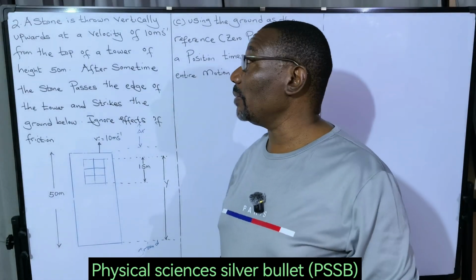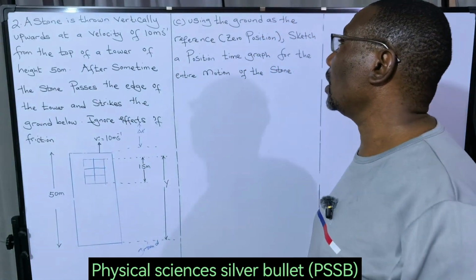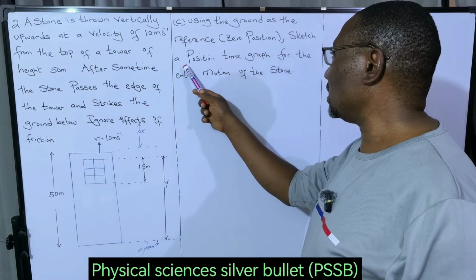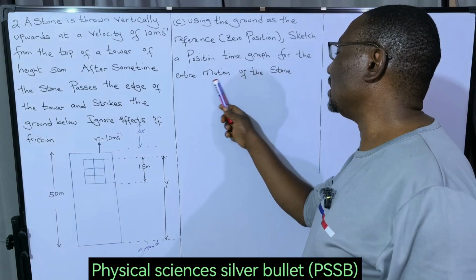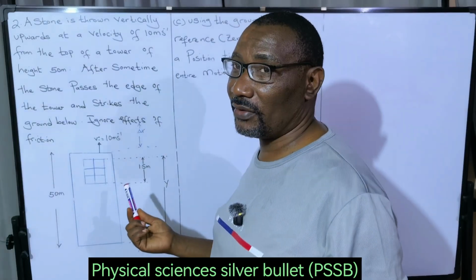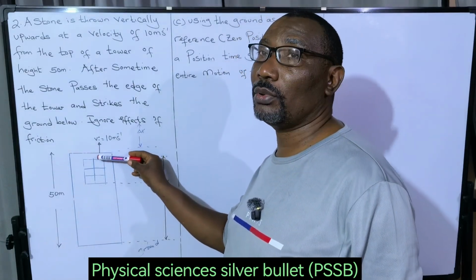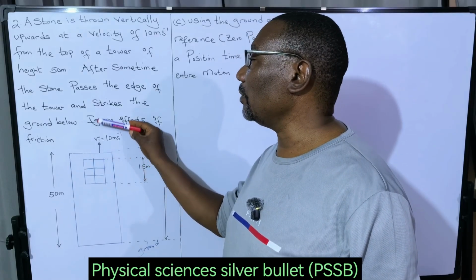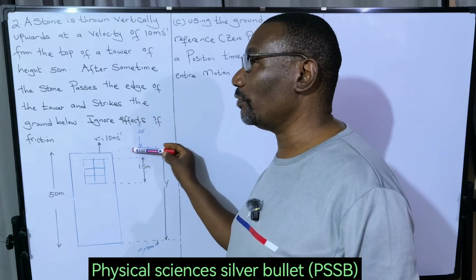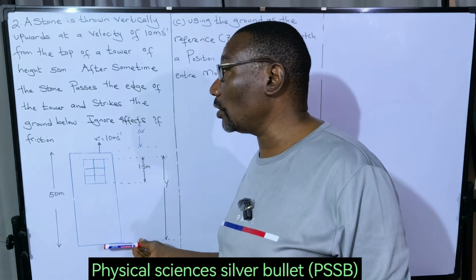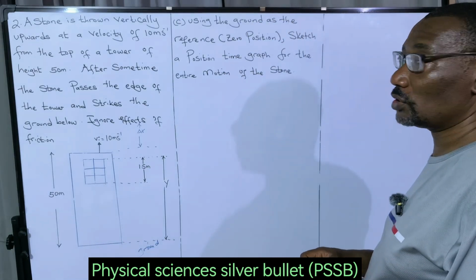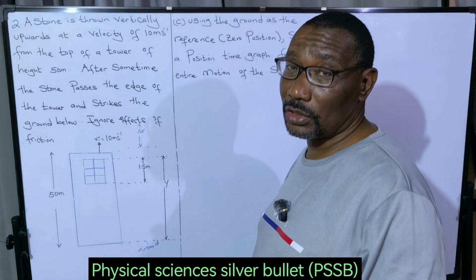Yeah, now we come to this question. It says that using the ground as the reference, which is zero position, sketch a position time graph for the entire motion of the stone. To take you back, this is what we have. The stone was projected from the top of the tower. It reached maximum height, then dropped, passing the point of projection, and struck the ground. So they want us to sketch the position time graph for that motion.